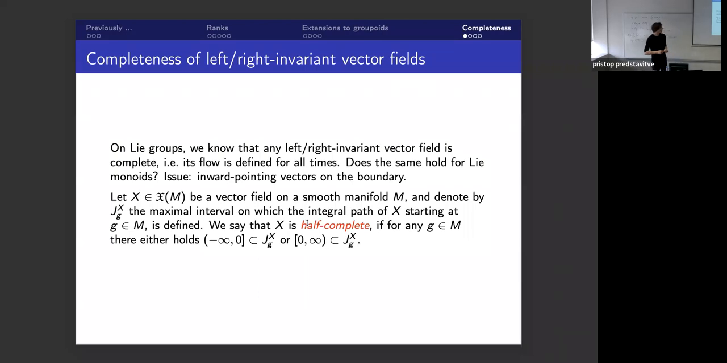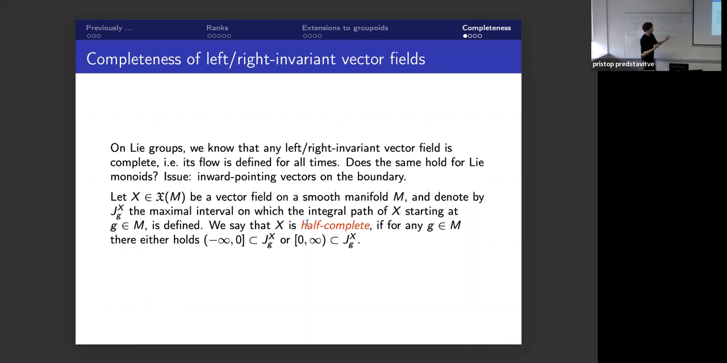So the question is, okay, let's start with Lie monoids. Are vector fields going to be complete? If you are given a Lie monoid, for example the unit disk, this is its identity right here. If you take an inward pointing vector here, there's really no point, you're going to fall out if you go into negative times. So there's really no hope that any Lie monoid with a boundary is going to possess this quality.